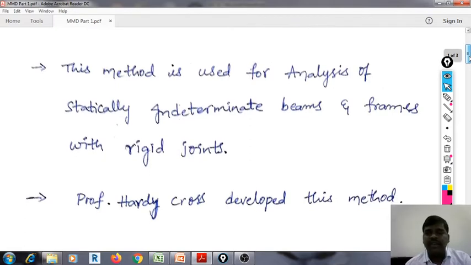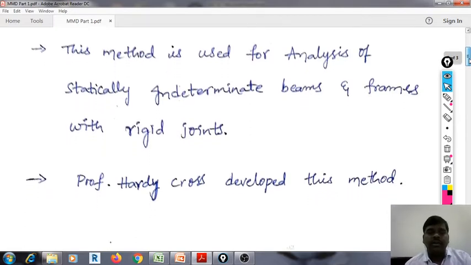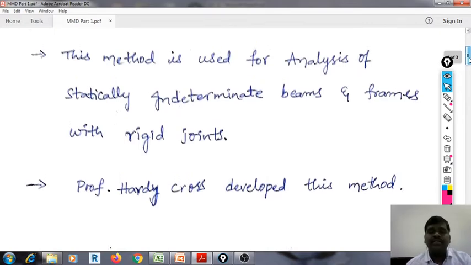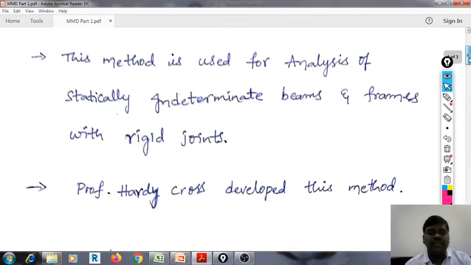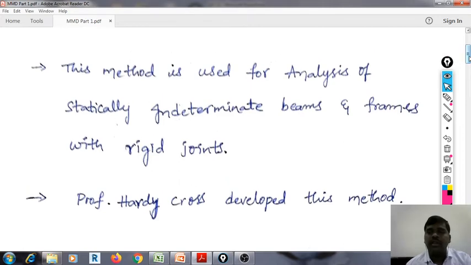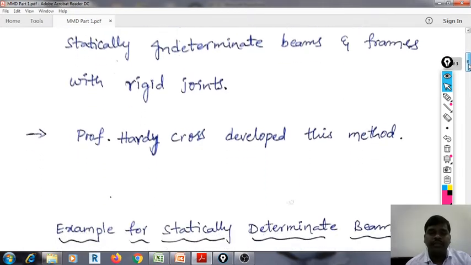Who has invented this method? Professor Hardy Cross developed this method. The name Hardy Cross you will also hear in the upcoming semester in the environmental engineering subject. Professor Maney discovered the slope deflection method and Professor Hardy Cross developed this moment distribution method.